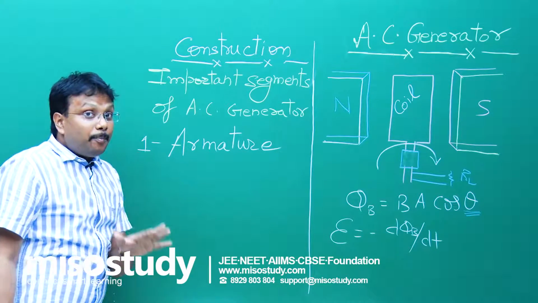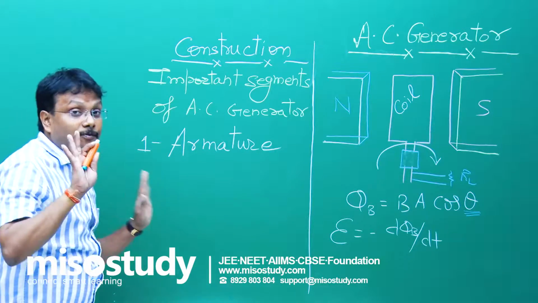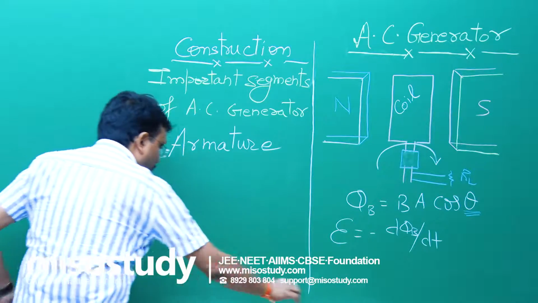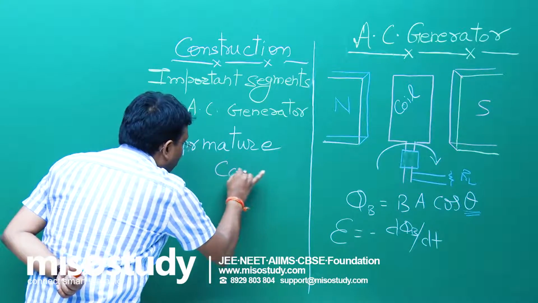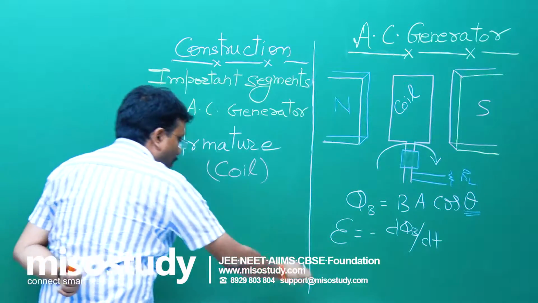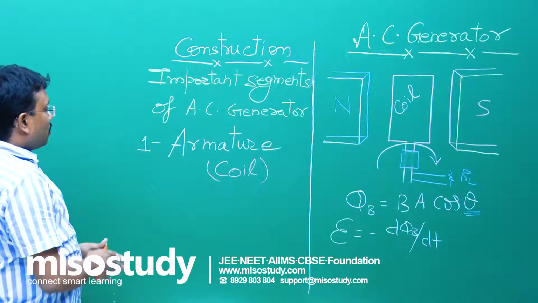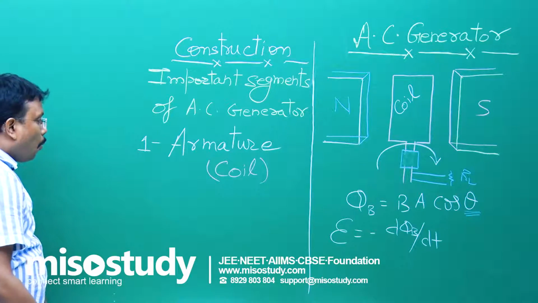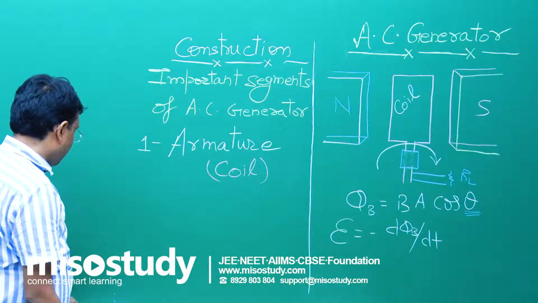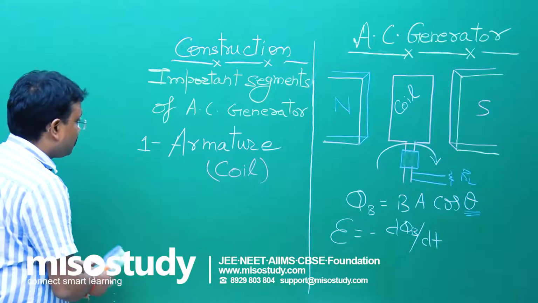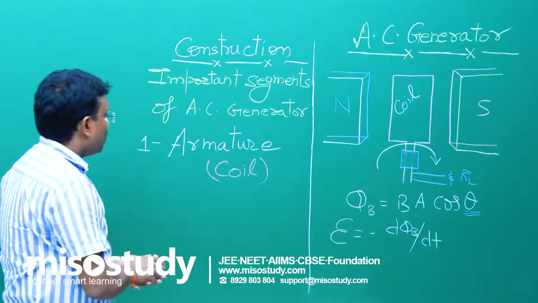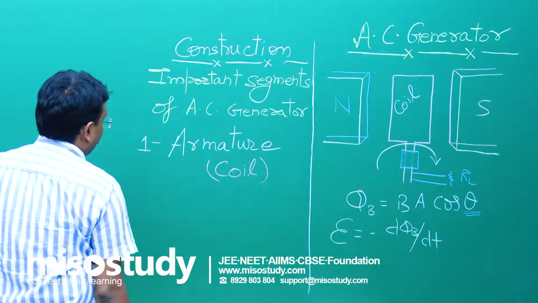If you are unable to recall this name, it is not advisable to mention it over here, you simply say coil in bracket, red color. This is for your recalling. So, armature is the first component of this device. Now, what do you mean by armature? Just take a look at this colorful coil. So, that is why I mention armature.